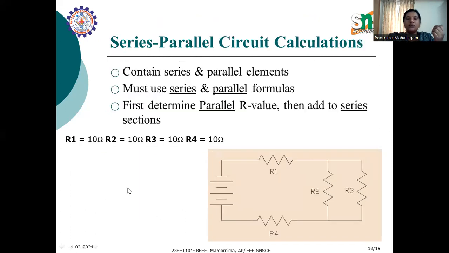Okay. Now the series-parallel calculations. Here, with series and parallel elements connected, we must use both the series and parallel formulas. The example is R1, R2, R3, R4, where we have both series and parallel combinations. First we have to concentrate on the parallel connections, then move on to the series connections. Here, which is the parallel connection? This R2 is parallel with R3, and this R1 is also parallel with R2.